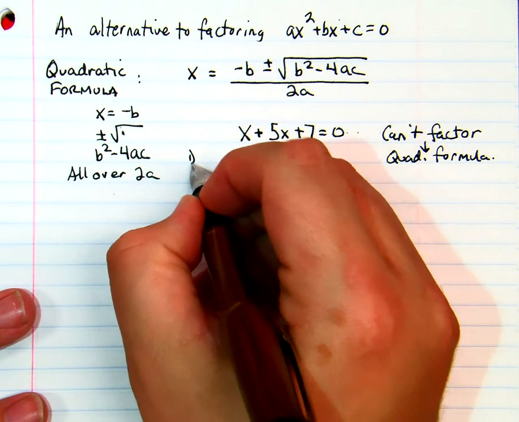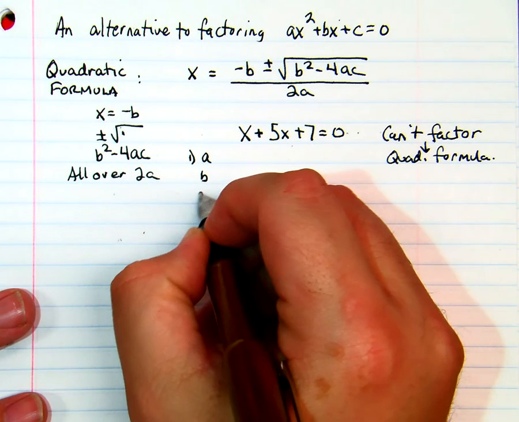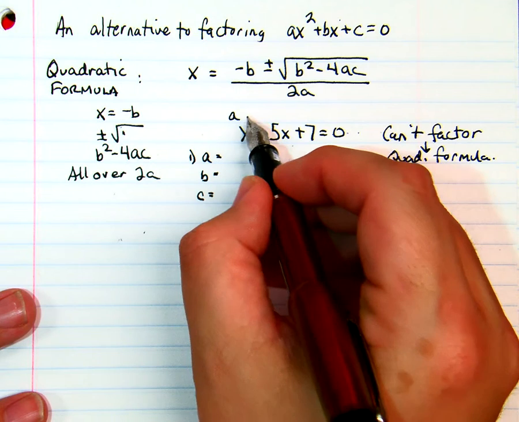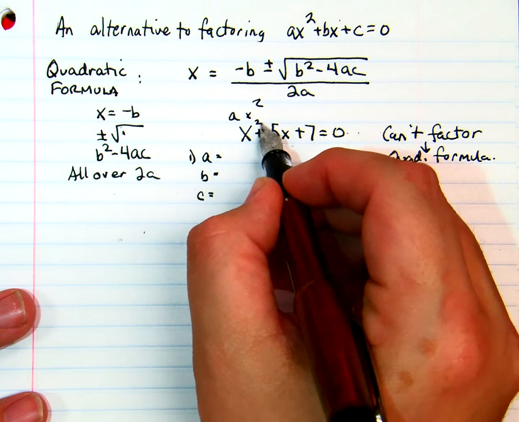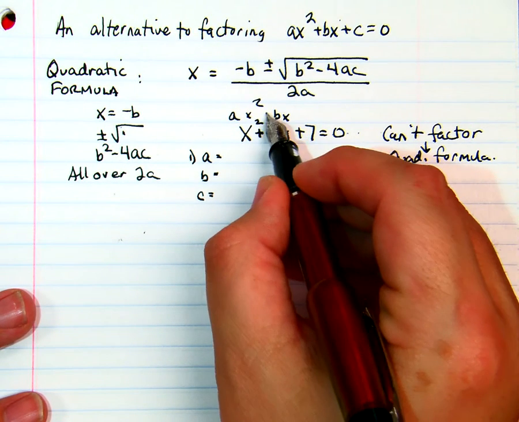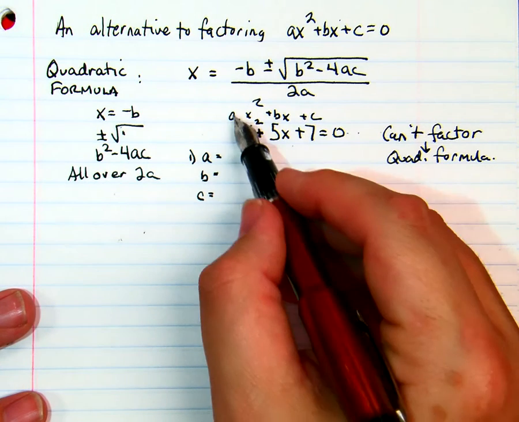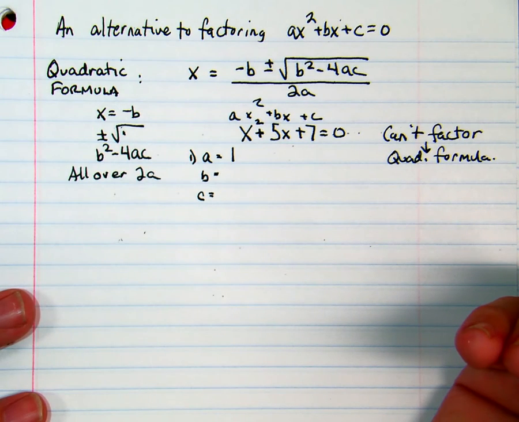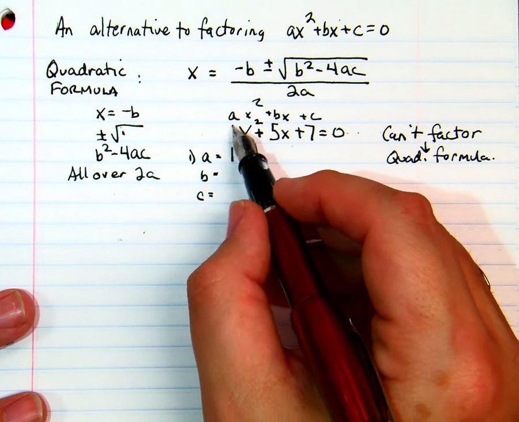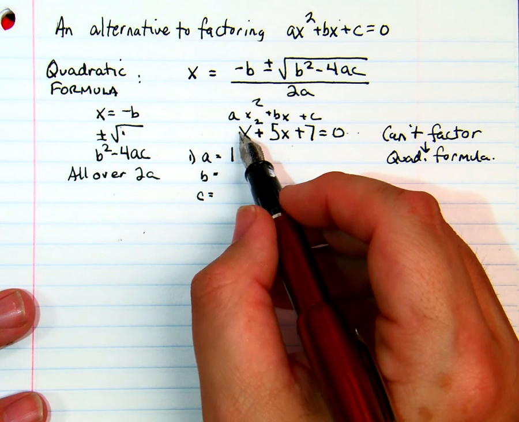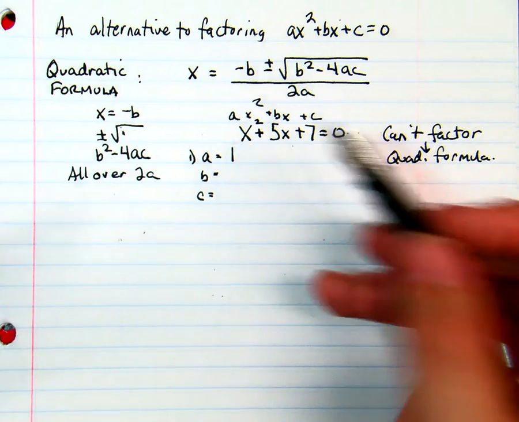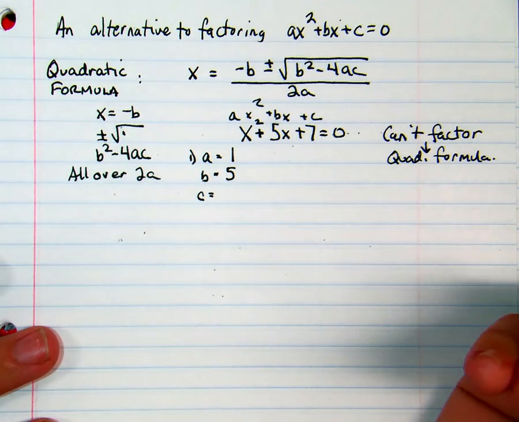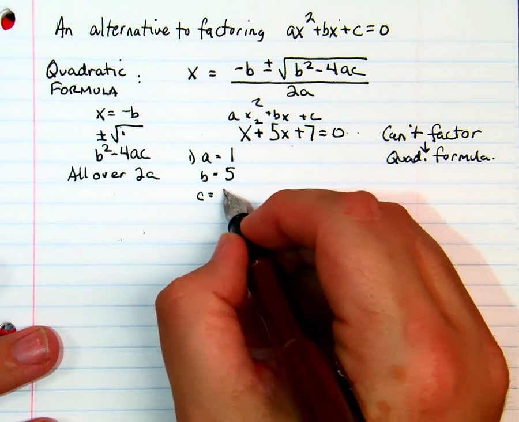First thing you do, I need my a, b, and my c. These are the numbers. The number a is over here because it's ax squared. I forgot to put the squared there. And then there's the bx plus c. So what's the number? The number is 1, because that's the coefficient in front of x squared. There's only one of them, and we don't really write it. My b is 5. My c is 7.